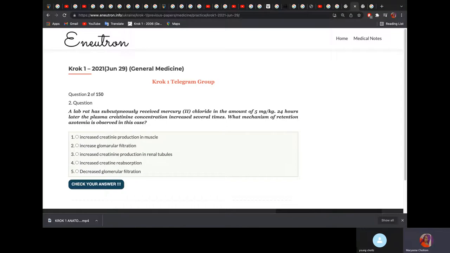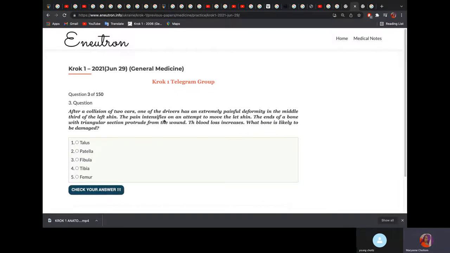A lab rat has subcutaneously received mercury 2 chloride in large amounts of 5 milligrams per kg. 24 hours later, the plasma creatinine concentration increased several times. What mechanism of retention azotemia is observed in this case? Because of the mercury 2 chloride, there was damage of the glomerular filtration structures, and because of that you have retention azotemia, because you cannot remove toxins or nitrogenous substances from your blood. So the answer will be decreased glomerular filtration, because you damage the kidneys and you cannot filter.